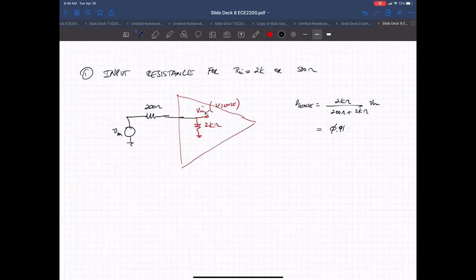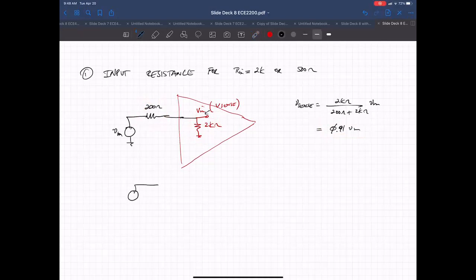and it ends up being 0.91 V sub m. So not a great situation, but it's not the end of the world. You've lost 9% of your signal amplitude from the get-go. Before you've even done anything, you've got to make up this 9%. You're not at 100% of the input, but it's still not so bad. When you're comparing a 2K ohm input resistance to a 200 ohm source resistance, you can live with that to some extent, and you can make up for that.